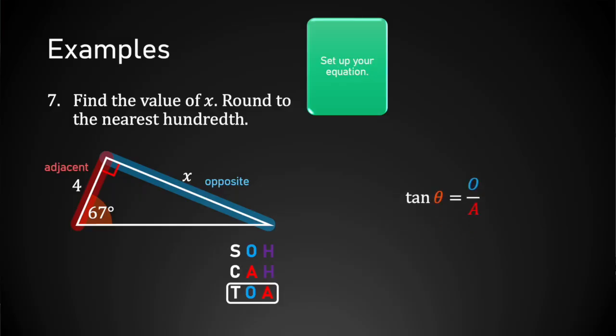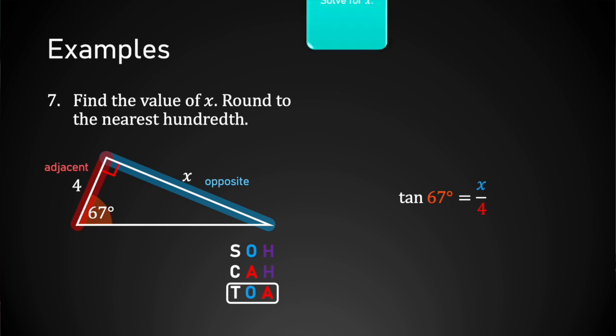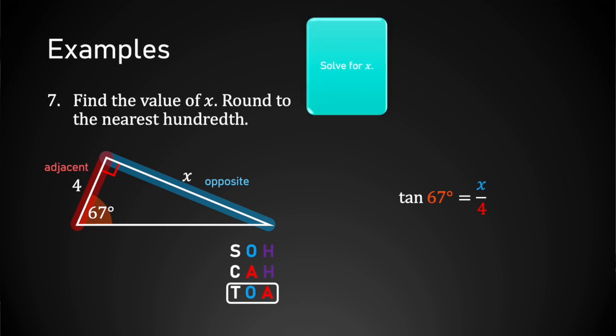I always start by writing the definition. Tangent of theta equals opposite over adjacent. Then I can fill in what I know. Theta, our reference angle, is 67 degrees. Our opposite side is x, and our adjacent side is 4. Now that our equation is set up, the next step is to solve for x. Here, that's as simple as multiplying both sides of the equation by 4. So x equals 4 times tangent of 67.